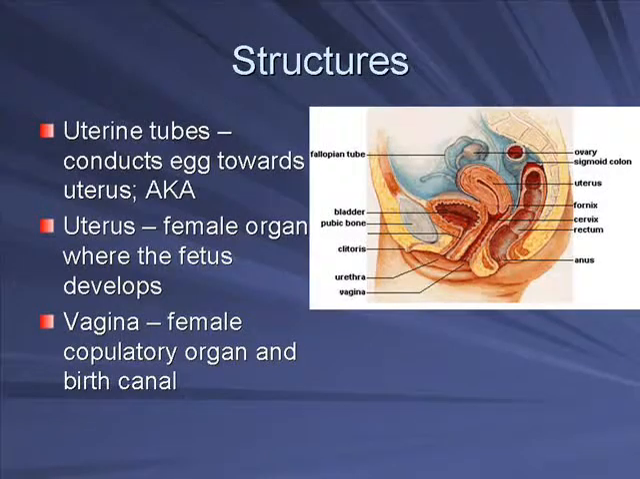There's also the uterus, which is the female organ where a fetus will develop. So if an egg does get fertilized, it goes to the uterus, gets implanted in the uterine wall, and starts to develop there. And then finally, the vagina, which is the female copulatory organ, and it's also the birth canal. You can see on that structure, the vagina is what connects to the outside, and then it goes directly to the uterus. And there's a structure that's not on the slide that's in between called the cervix, and many of you have probably heard of that as well.